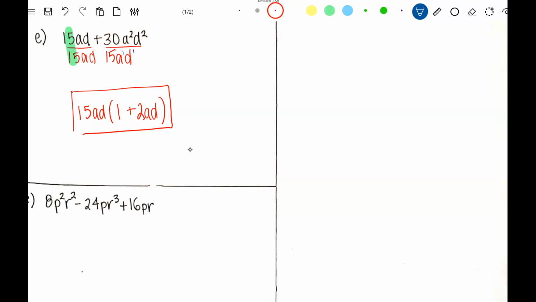F, go through. I can divide everything by 8. The most P's I can take out of everything is 1 single P and 1 single R. So 8PR is my greatest common factor.